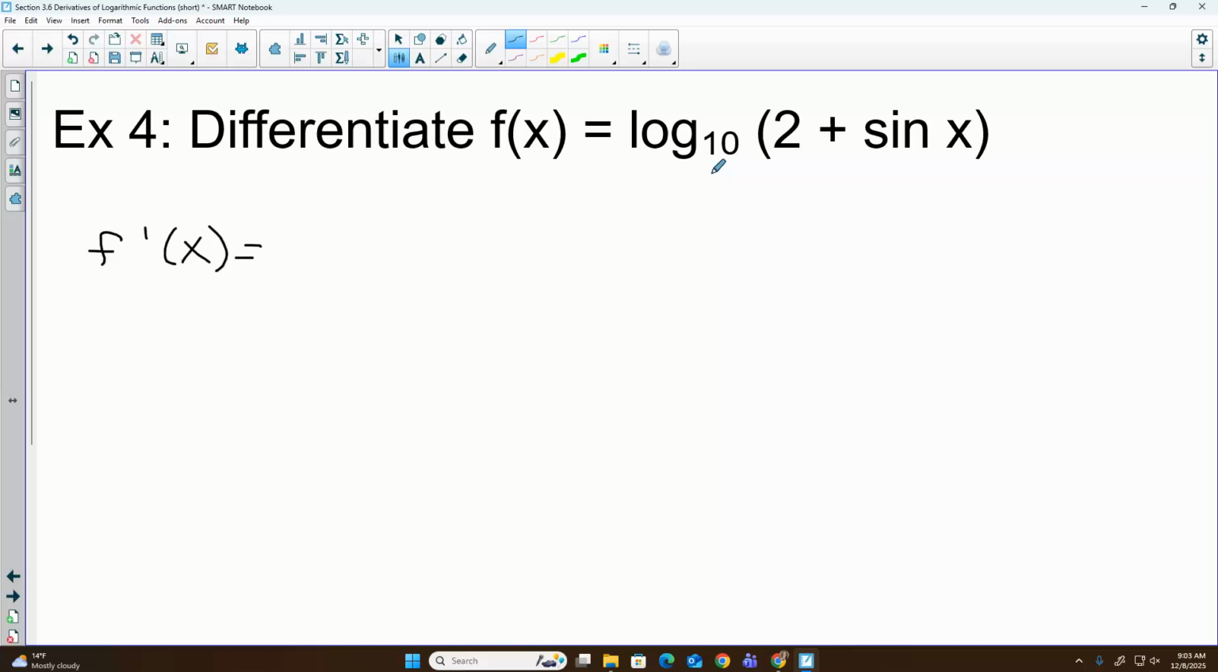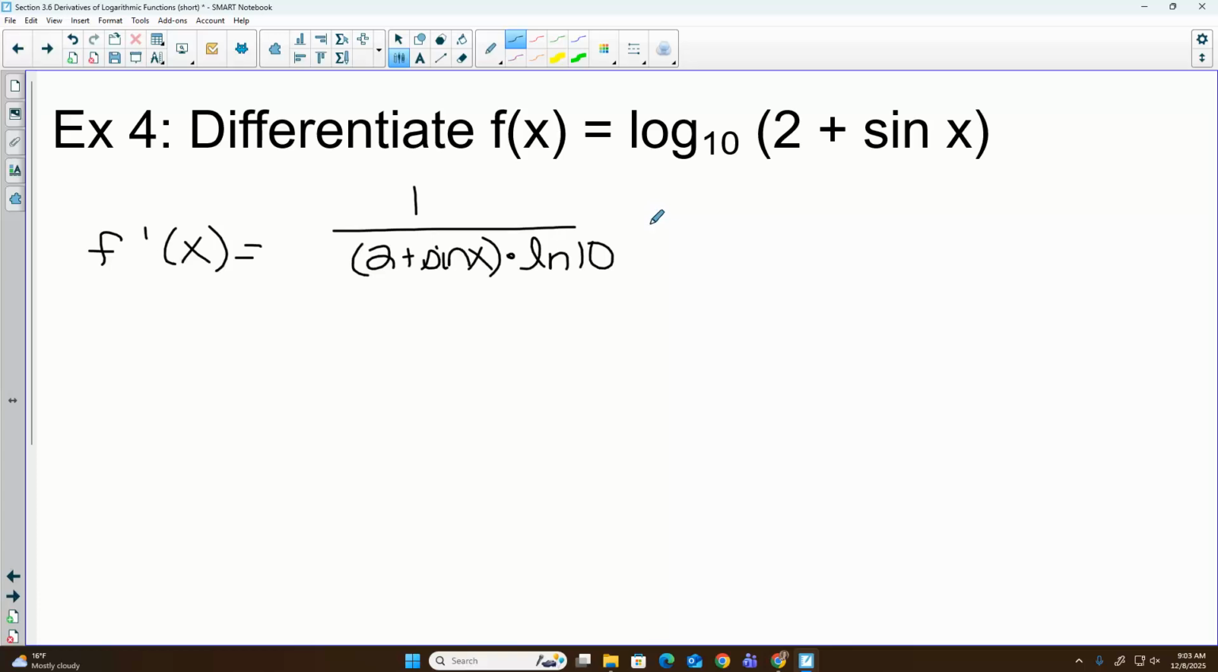You end up with a natural log of the base in the denominator. So we still have the same general rule. It's 1 over the argument. But because it wasn't a natural log, that argument is multiplied with the natural log of the base. So it's 1 over (2 plus sine x) natural log of 10.